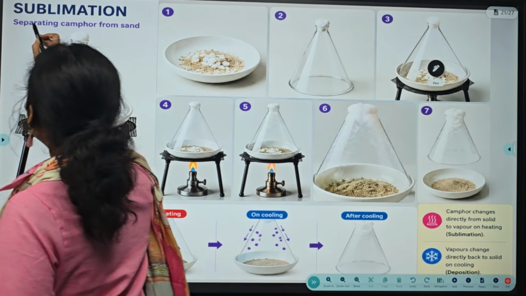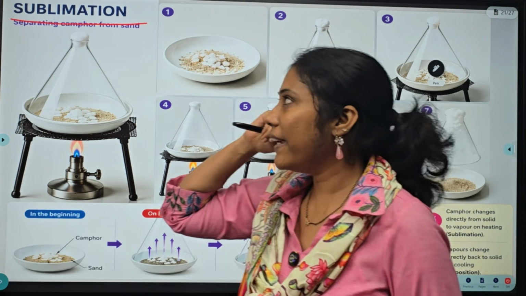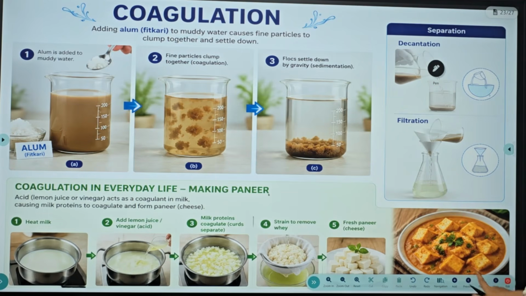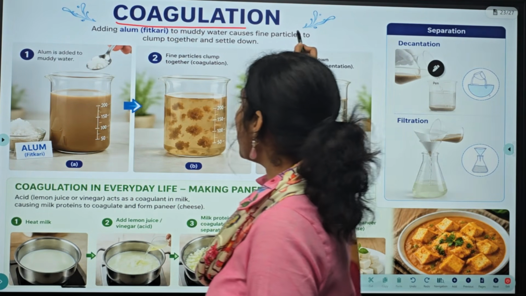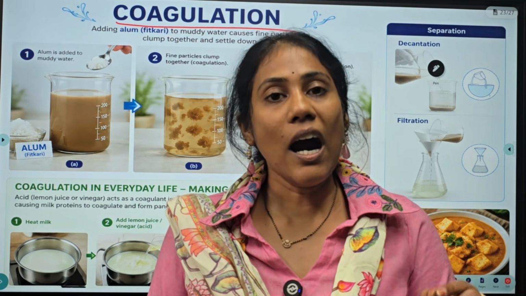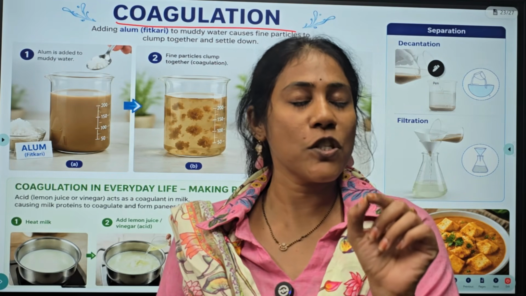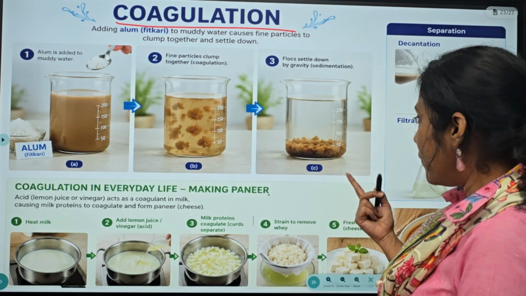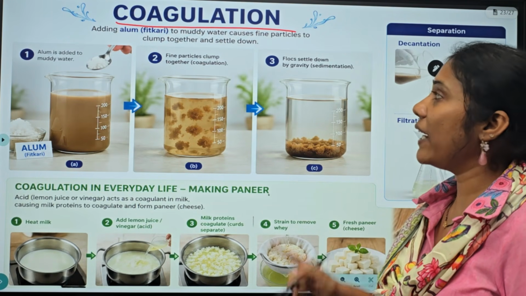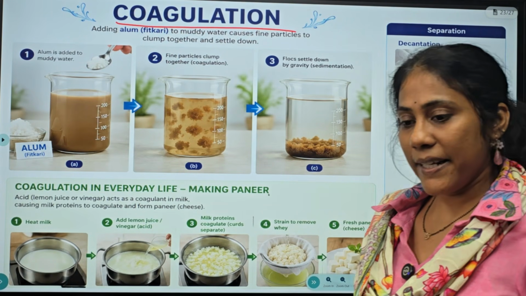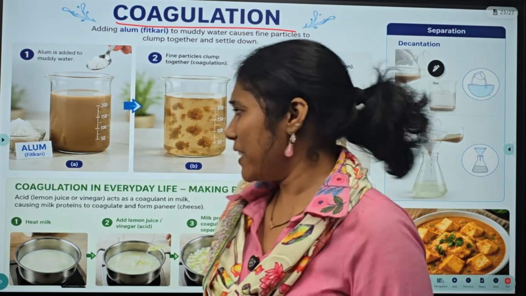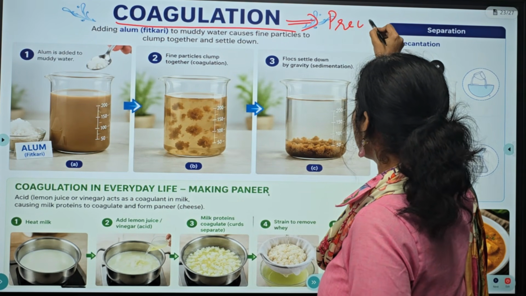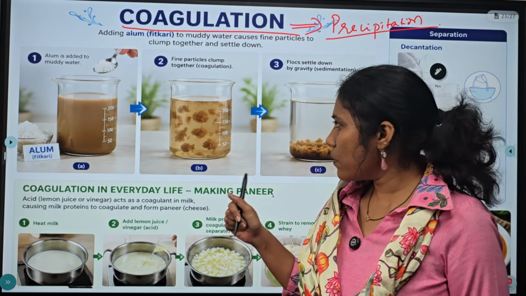Now we will go for sublimation. But before that, let us finish coagulation, because centrifugation and coagulation are the two techniques widely used to separate components from colloids. So after centrifugation I am showing you coagulation. Coagulation means precipitation. Another word for coagulation is precipitation. Let me explain this process with an example.